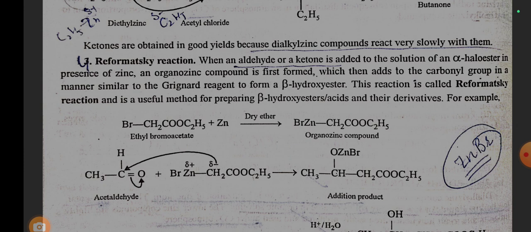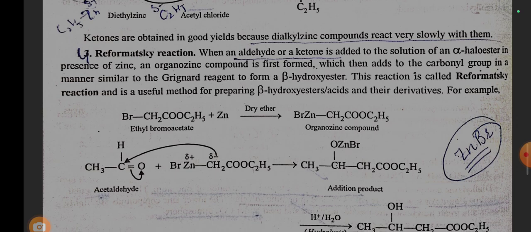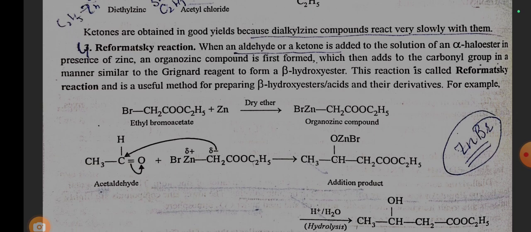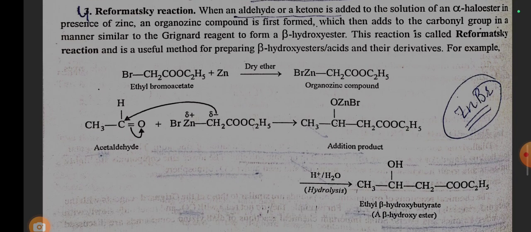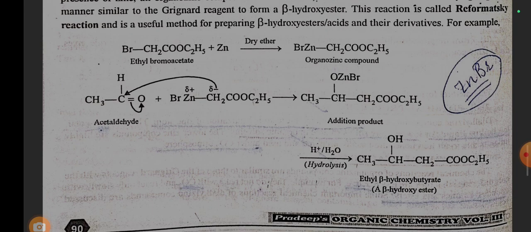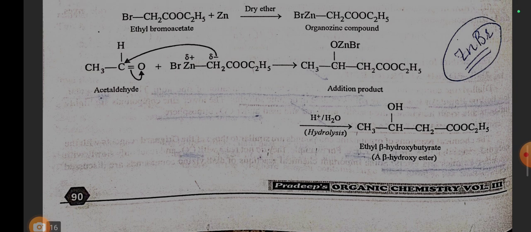Reformatsky reaction. When an aldehyde or a ketone is added to the solution of an alpha-haloester in presence of zinc, an organozinc compound is first formed, which then adds to the carbonyl group in a manner similar to the Grignard reagent to form a beta-hydroxy ester. This reaction is called the Reformatsky reaction and is a useful method for preparing beta-hydroxy esters, acids, and their derivatives. For example, ethyl bromoacetate on reaction with zinc in presence of dry ether gives organozinc compounds.